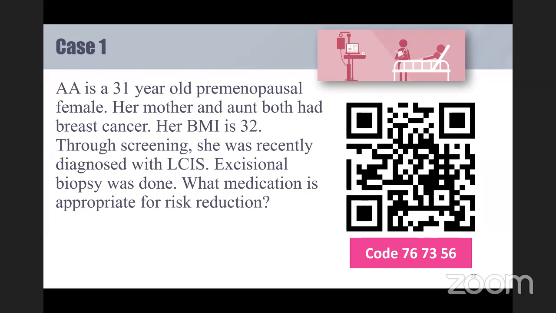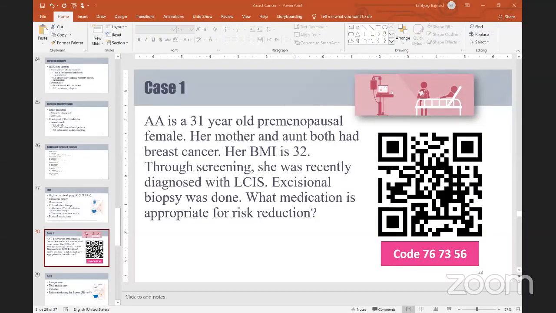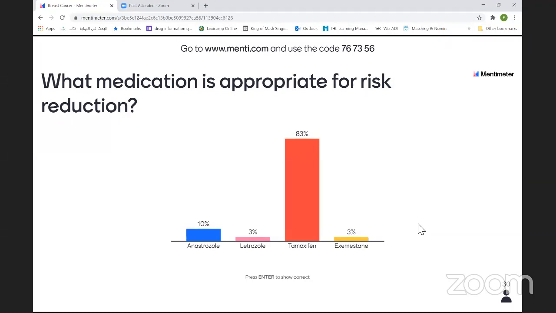طيب في هذا الكيس، إذا تقدروا تدخل على الكيس. طيب، good. الجواب صحيح، تاموكسيفين أغلبكم جاوب.